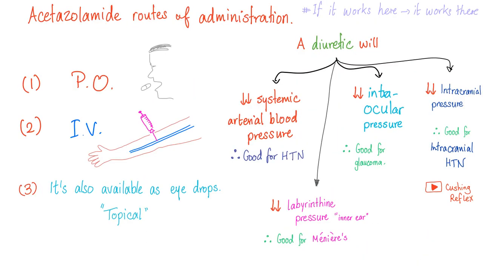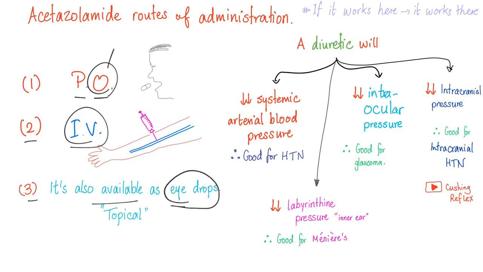Acetazolamide routes of administration. PO, which means per os. The os here being your mouth, not any other os. Second is IV. It's also available as eye drops instead of your precious crocodile tears. We call this topical use. It's called topical, which means for external use only. Don't swallow the eye drops.